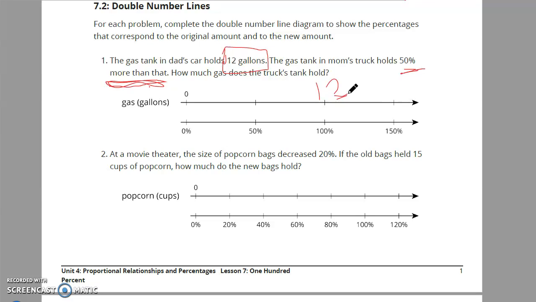So if the total is 12, what is half, or 50%, of 12? That is 6. So if we want 150%, we would have to add 50% to the 100%, or we'd have to add 6 to the 12, which would be 18. All right, let's do another one together.